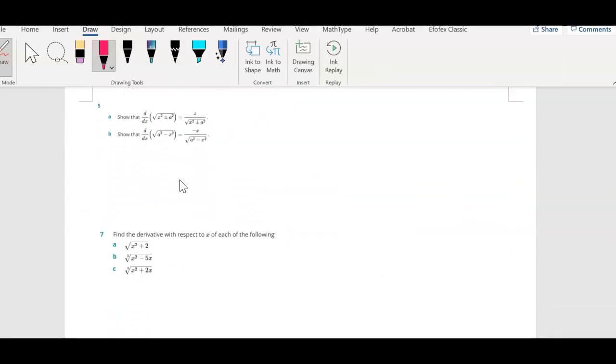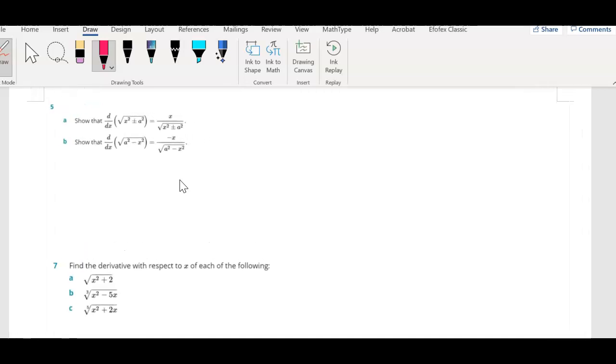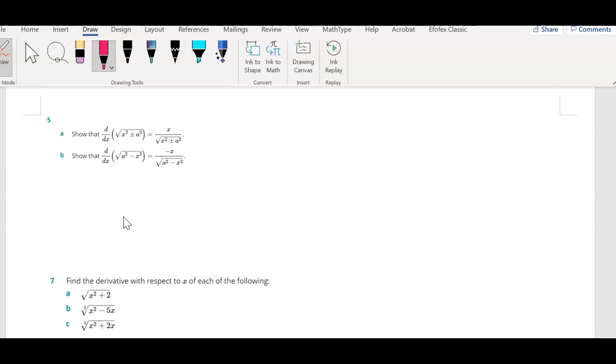All right, so question 5, we've got to show that question. So probably not the case with this one, but any show that, you just got to pretend that you haven't got the answer, and you got to show the working to get that answer. But this is a little bit different because we've just got it in the generic form with A. Yeah. Okay.